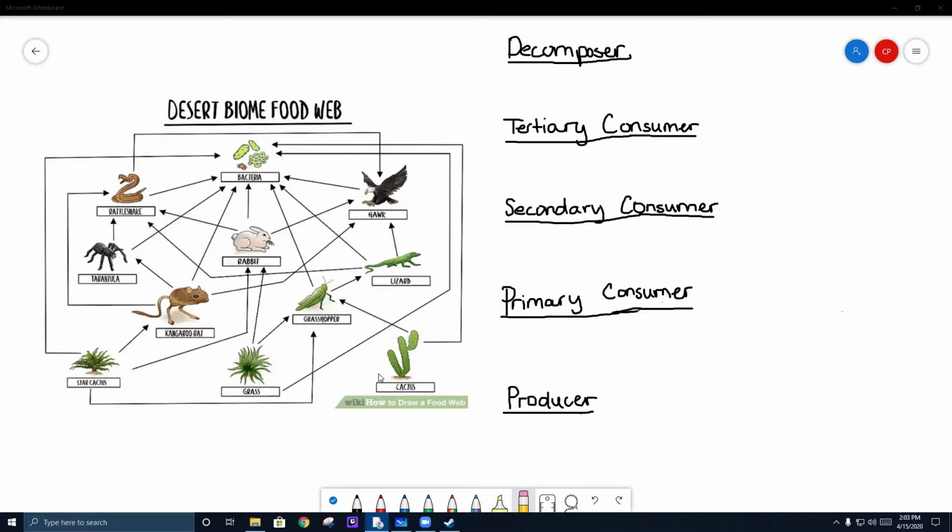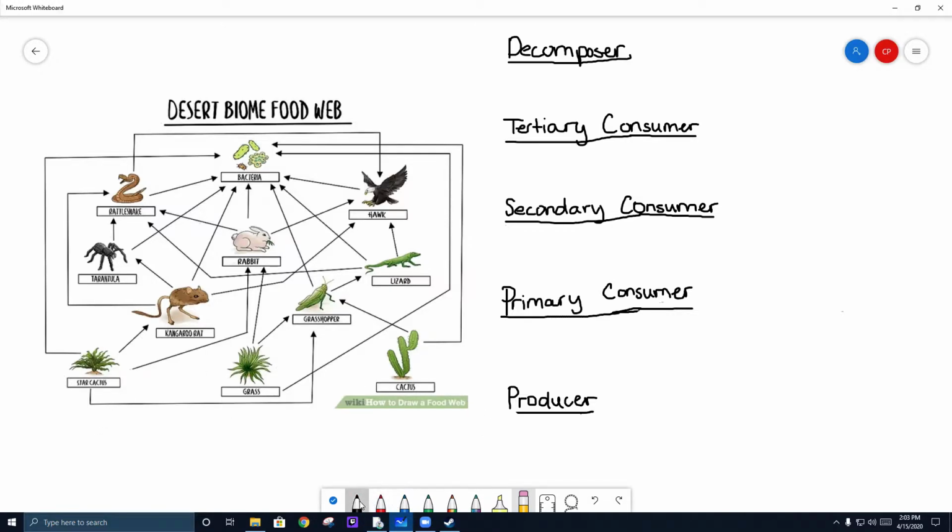So we're going to start looking and breaking this one down. We're going to start with the producers. The producers we know because there are no arrows pointing towards them, only away from them. So we're going to start with the star cactus, and that's our first producer. And then our grass and our cactus.